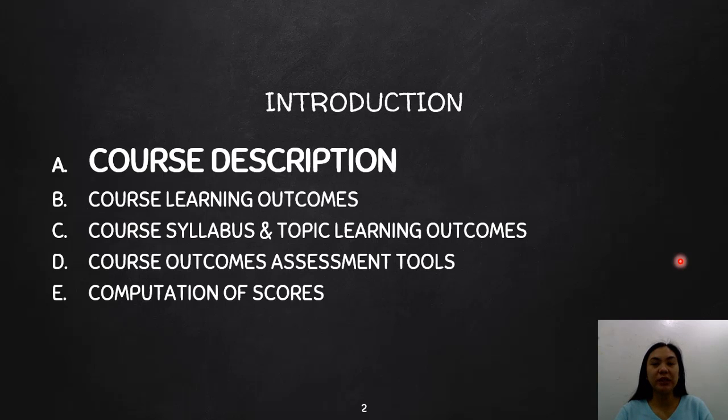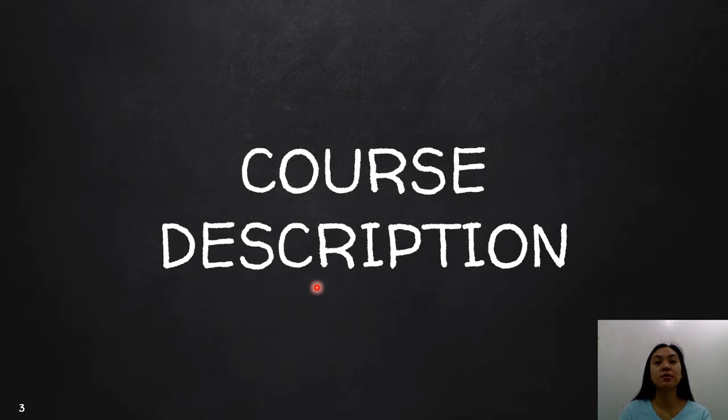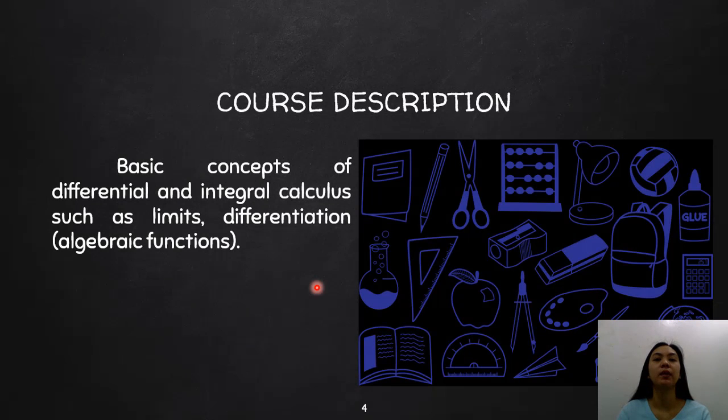So these are the things that we would be covering for this particular video. You have your course description, followed by your course learning outcomes, and the syllabus and topic learning outcomes, the assessment tools, and of course, how you could compute your scores. So first stop is your course description.